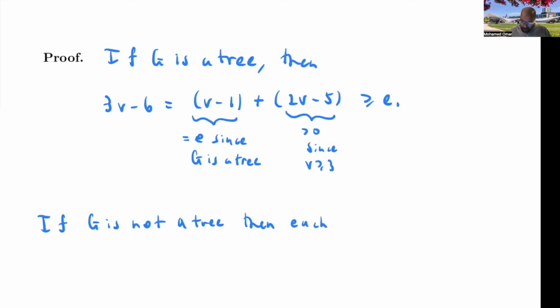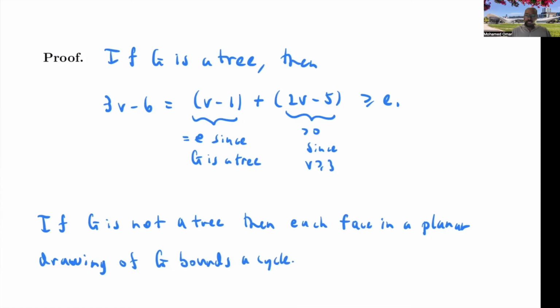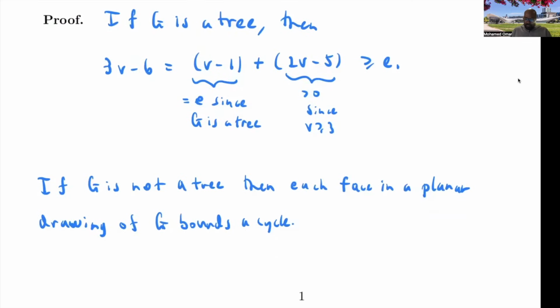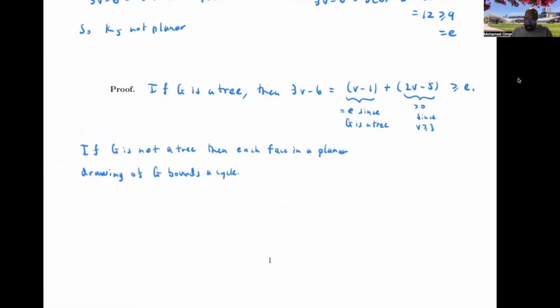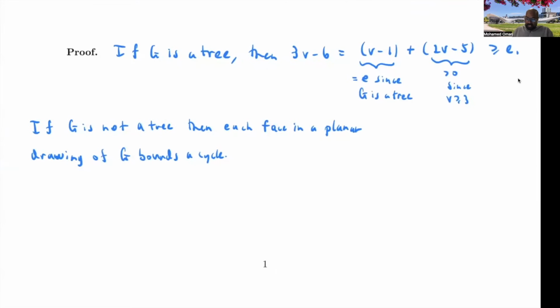Then each face in a planar drawing of G bounds a cycle. Okay. Well, what does that even mean, bounds a cycle? Well, like I mentioned, we won't be able to prove this statement, but we'll have a sense of how to go about the proof. Let me just move some things here so we have more space though. Okay, so we won't be able to prove this statement, but we'll use this fact to get some bounds. Let me just draw some pictures to give you a sense of what I mean though.